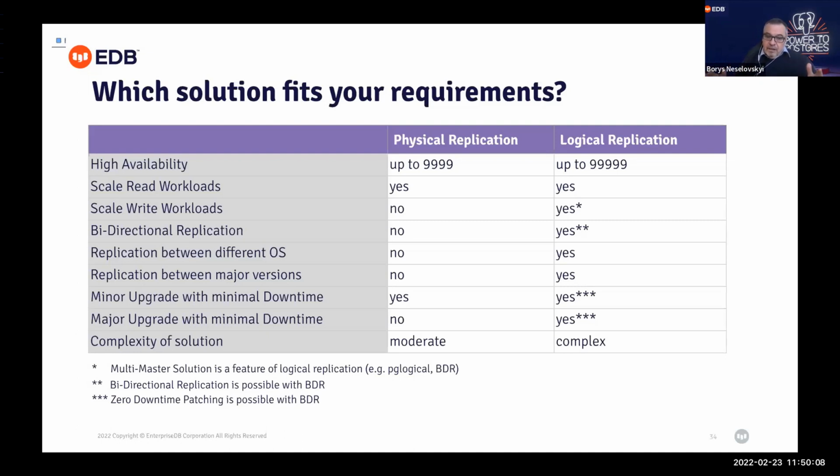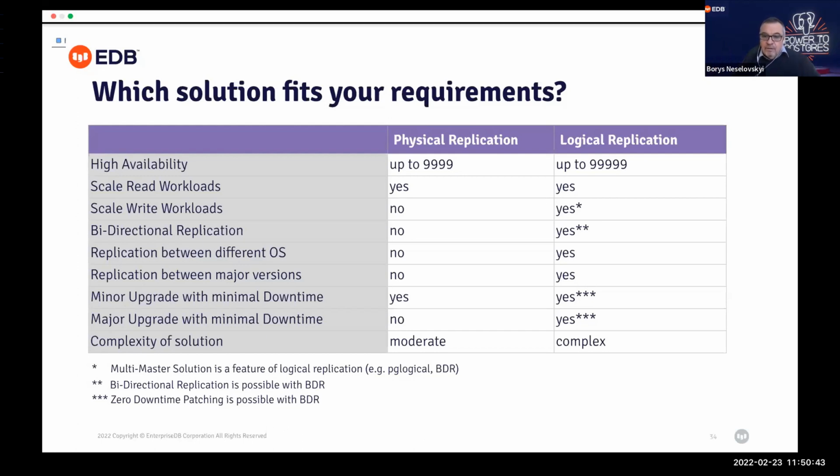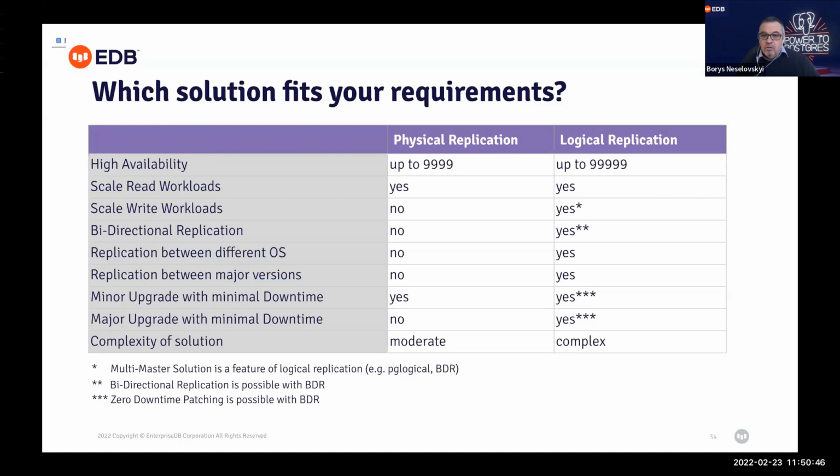We can replicate data between different Postgres versions and different operating systems. But logical replication is very complex to set up and maintain. If you need only four nines of HA, maybe physical replication is a very good choice for you. If you need more HA, five or more nines, you may need to consider logical replication.